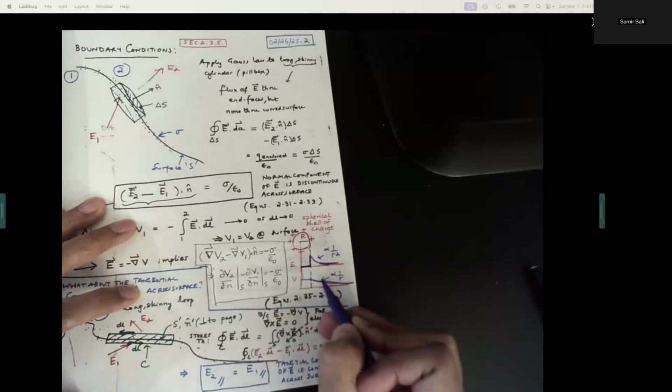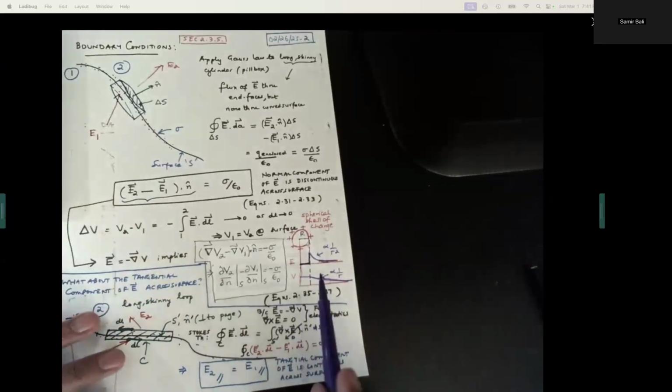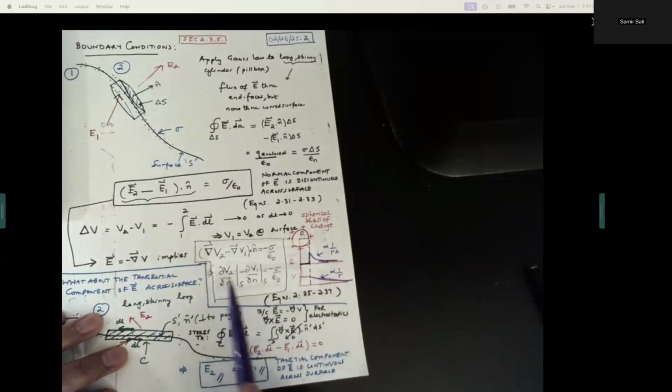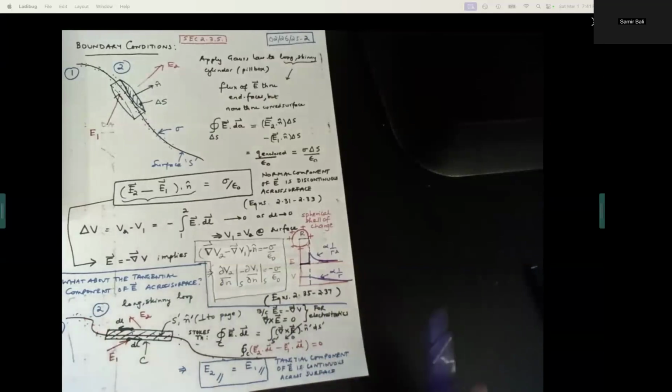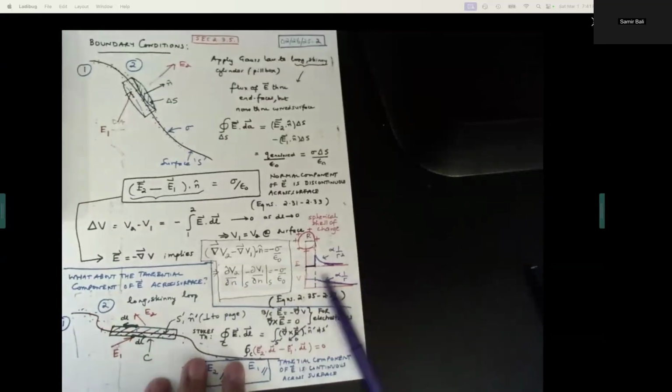So what's the main point I'm trying to make here? That you can see the potential is continuous, but the gradient of the potential, here it's zero and then it's something else. And so the gradient of the potential, which is just the electric field, has a discontinuity. So you have the potential outside, that could be V2, and the potential inside, which is V1, and there's the discontinuity. Okay, so that's the correction I wanted to make here.